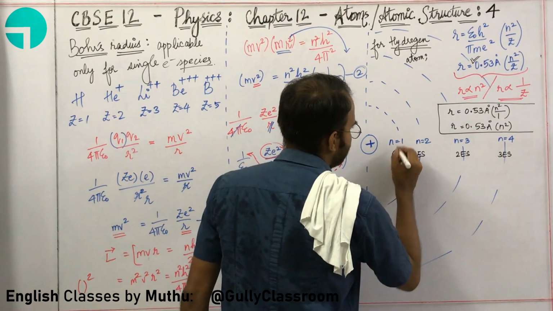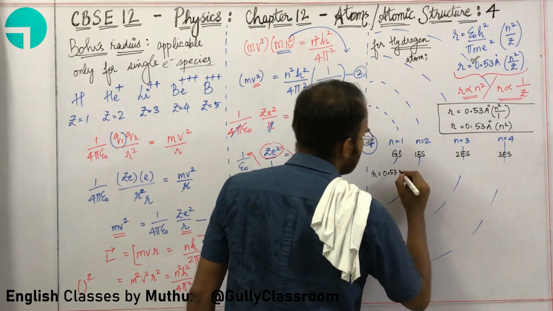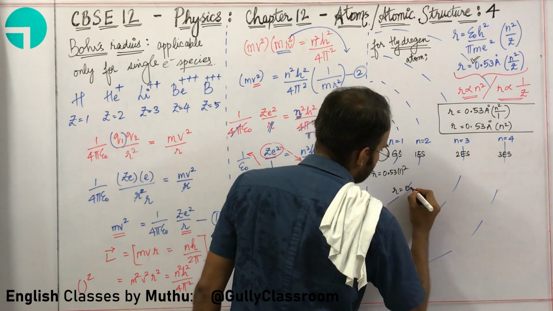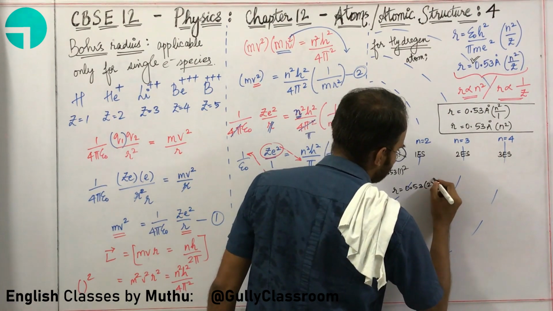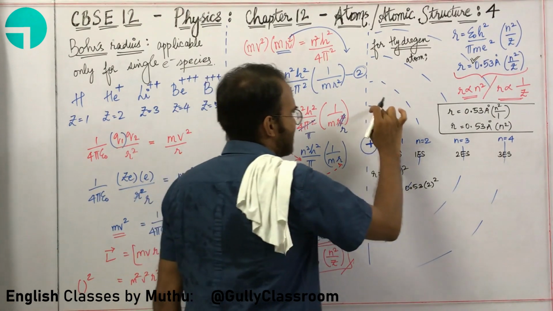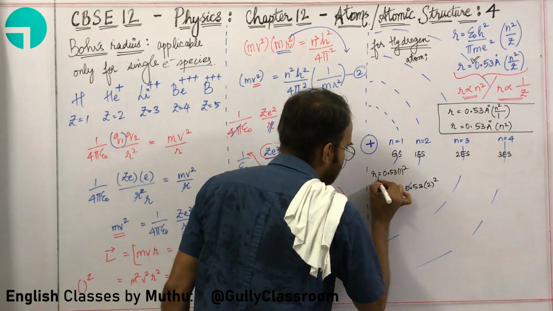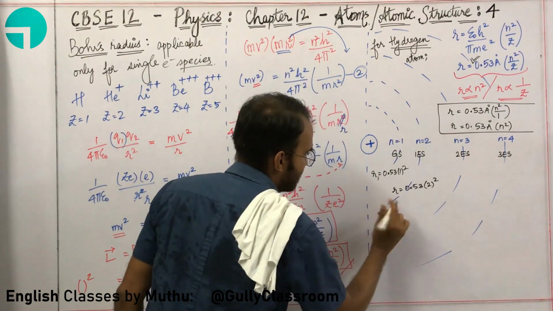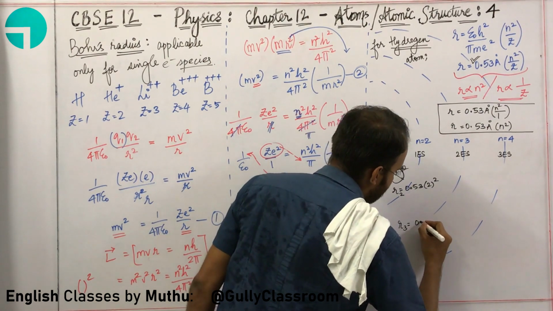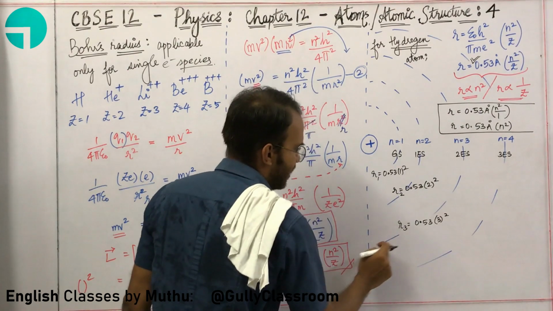I can simply write for n equal to 1, R is equal to 0.53 into 1 square. Here R is equal to 0.53 into 2 square. Why, sir? Because here n is equal to 2. Since this is the radius of the first orbital, I am going to put the value 1. This is the radius of the second orbital, I can put 2. What about the radius of the third orbital? 0.53 into 3 square, because n value is 3.